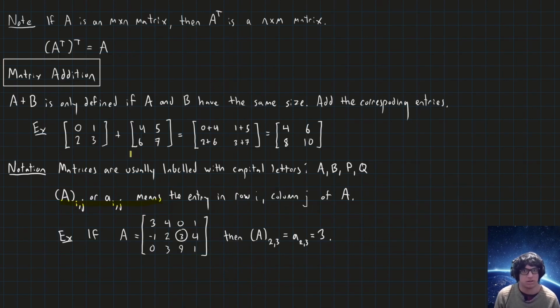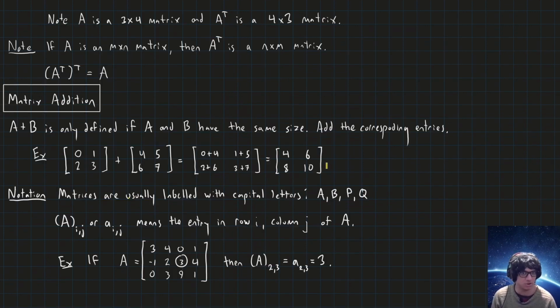Okay. And now I'll mention some notation we use. In general, matrices are usually denoted or labeled with capital letters: capital A, capital B, capital Q, and so on. As opposed to vectors, which are usually lowercase letters, right? u, v, x. Okay, so now I'll mention this notation.